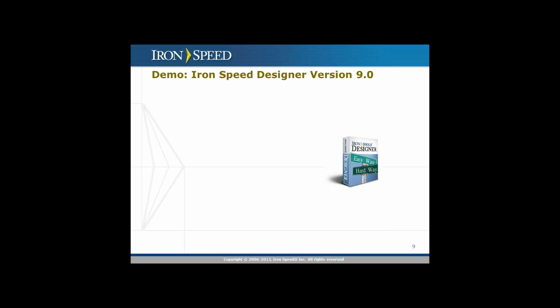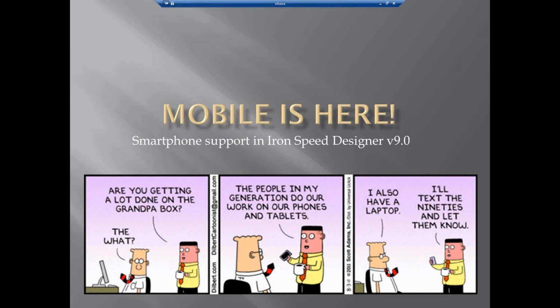Well, the world is changing. It's moving toward mobile, and so is Iron Speed with version 9. You're going to be finding that more and more of your end users of your applications are going to want or even expect that your Iron Speed applications support mobile phones. So we really see that trend happening. Although I think in the software development world, for us, we're going to be using grandpa boxes for a while longer.